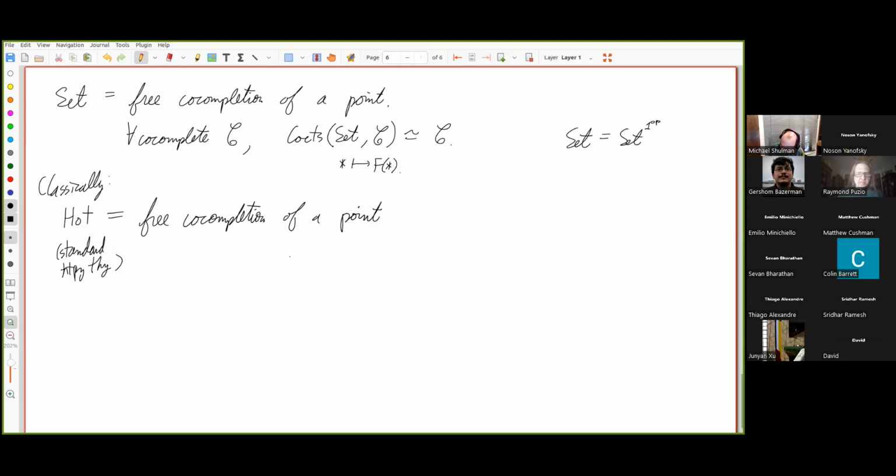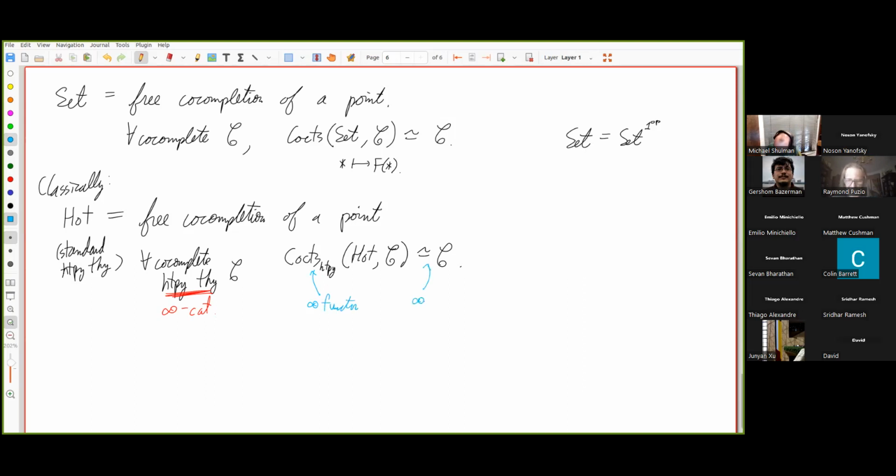among homotopy theories, right? So I want to write the same thing. For any co-complete homotopy theory C, the co-continuous maps of homotopy theories from Hot to C are equivalent to just C itself. And what does that mean? This is true if by homotopy theory you mean infinity category. Then this means infinity functor, and this means infinity equivalence.